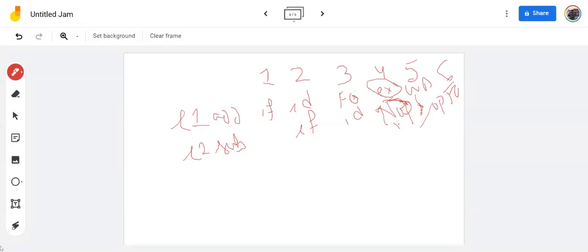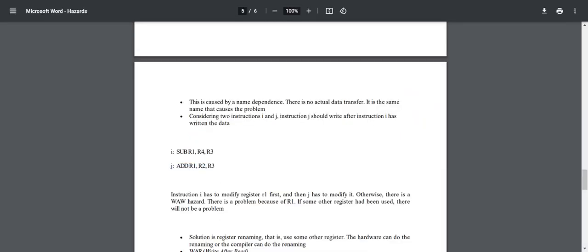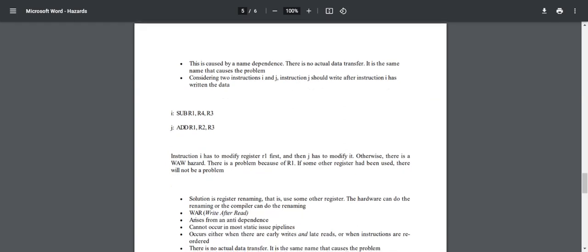What if instruction 2 writes the result before instruction 1, right? You will never have the output from instruction 1, because it will be overwritten. So this kind of situation is called write after write hazard.